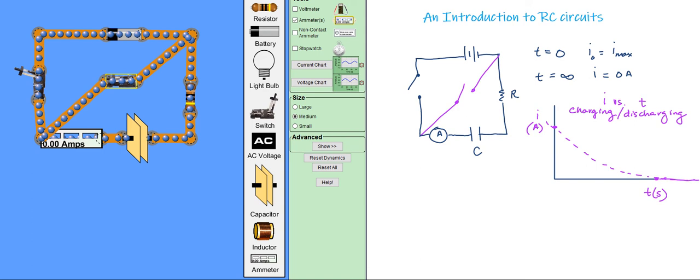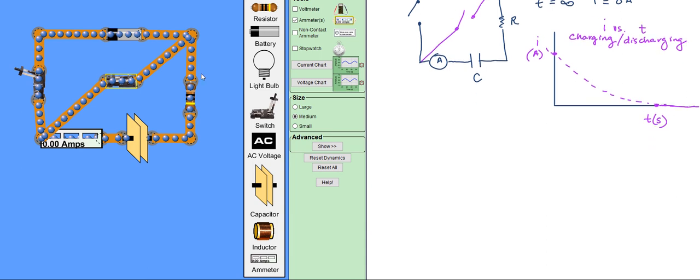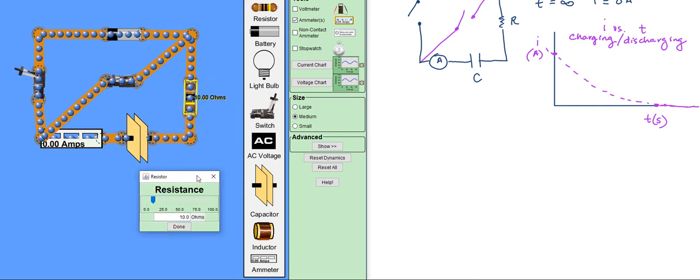Okay, now the big thing about RC circuits is that the resistor matters just as much as the capacitor. We're going to take a look at the resistor here in a second. So let's go ahead and change the resistance of this resistor. It's currently 10 ohms. I'm going to go ahead and make it 75 ohms.